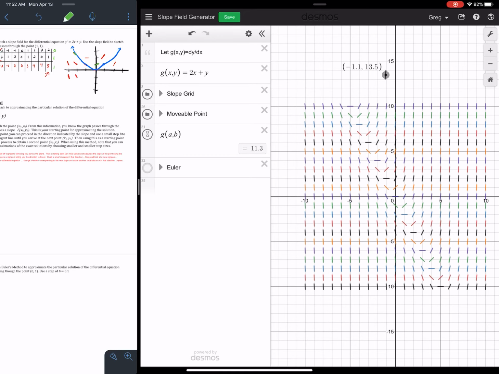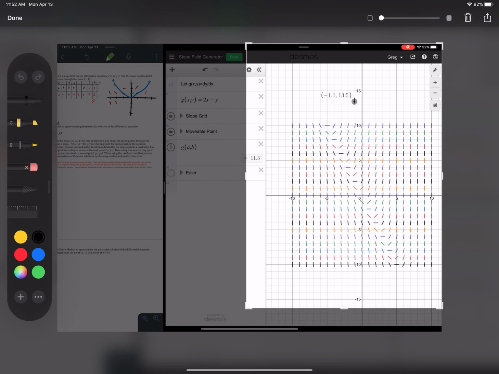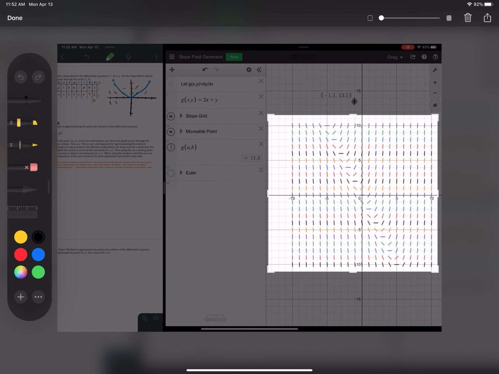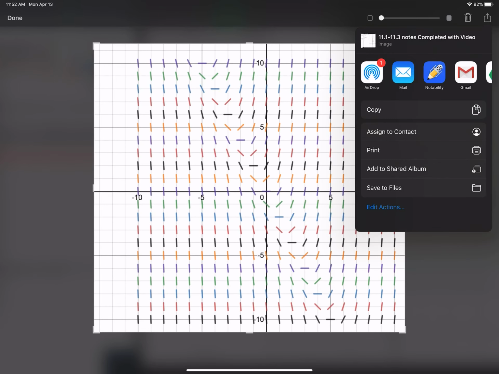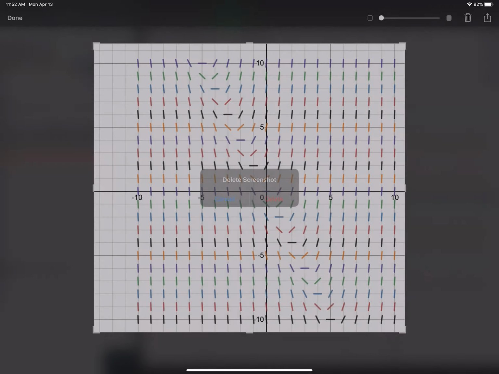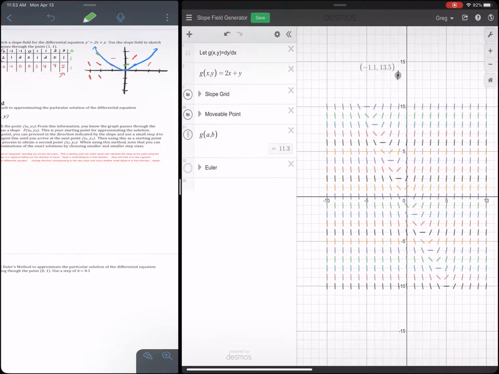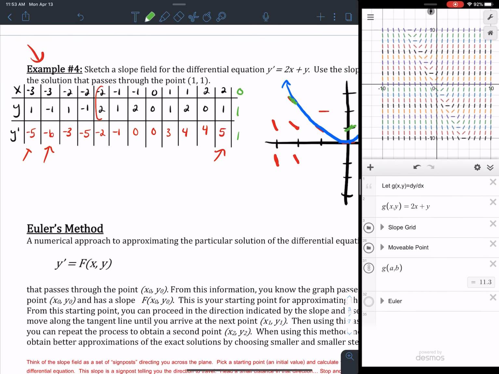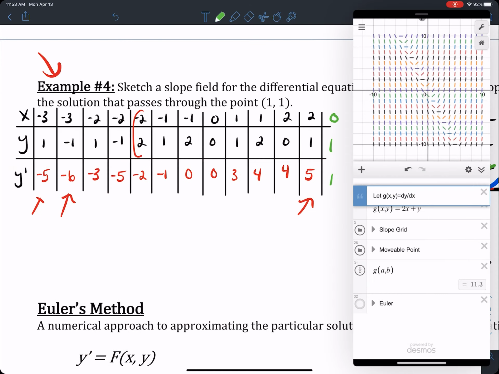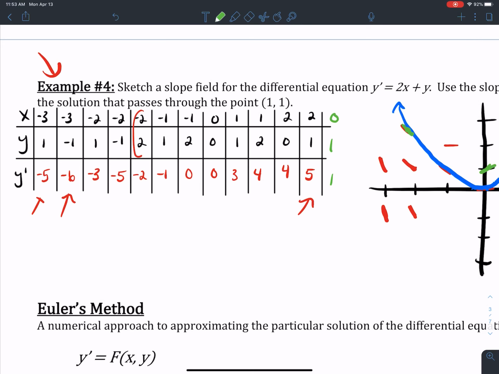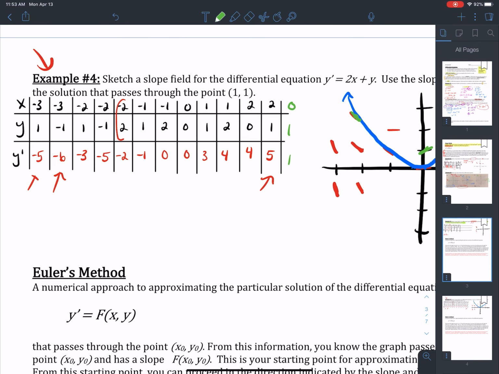So a lot of times when we use computers to make these slope fields, and I'm just copying and pasting a picture here, obviously they're a lot easier to follow because the line segments are going to be perfect. But again, that's our general idea. The reason we're creating this slope field is we get a nice visual of what the solution curve would look like.